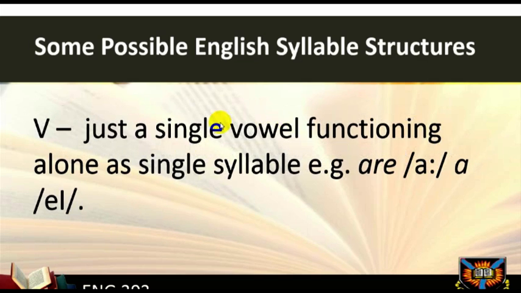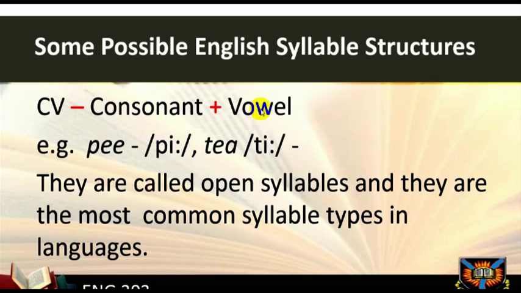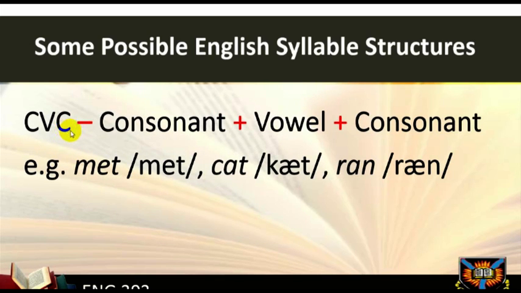V, just a single vowel functioning alone as single syllable, e.g. R, I. CV, consonant plus vowel, e.g. P, T. They are called open syllables, and they are the most common syllable types in languages. CVC, consonant plus vowel plus consonant, e.g. met, cat, ran.